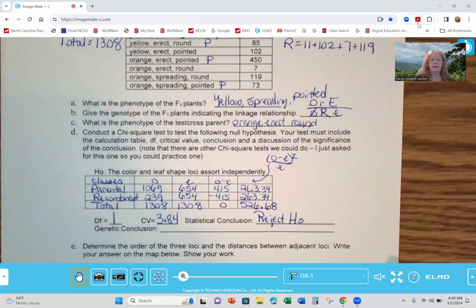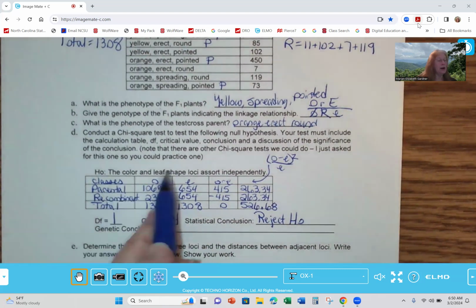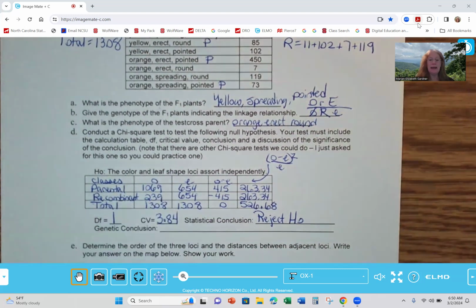Now, I'm not going to write this all out, but the genetic conclusion is that there is enough evidence at the 5% significance level to conclude that the color and leaf-shaped loci in peanuts do not assort independently. By rejecting independent assortment, this is evidence that the genes are linked. So now we can try to map those genes.